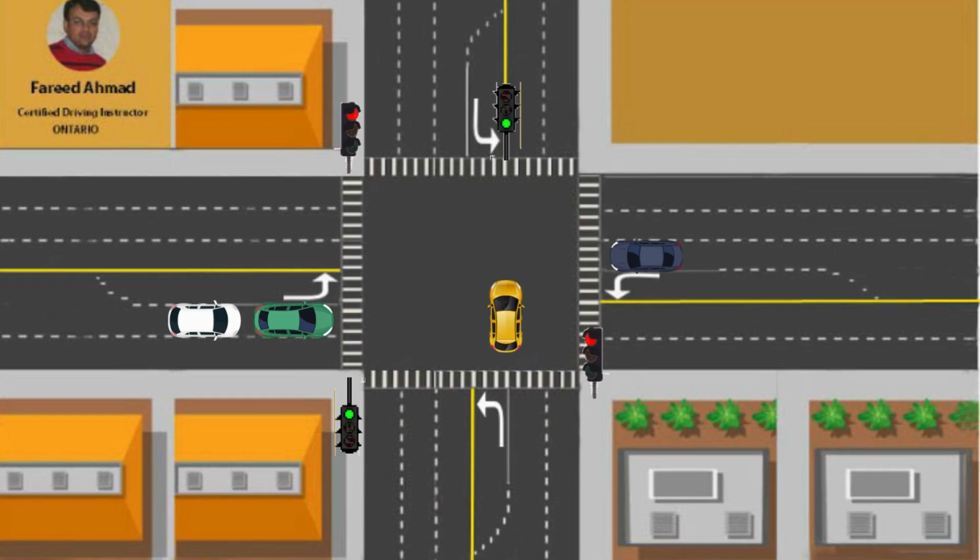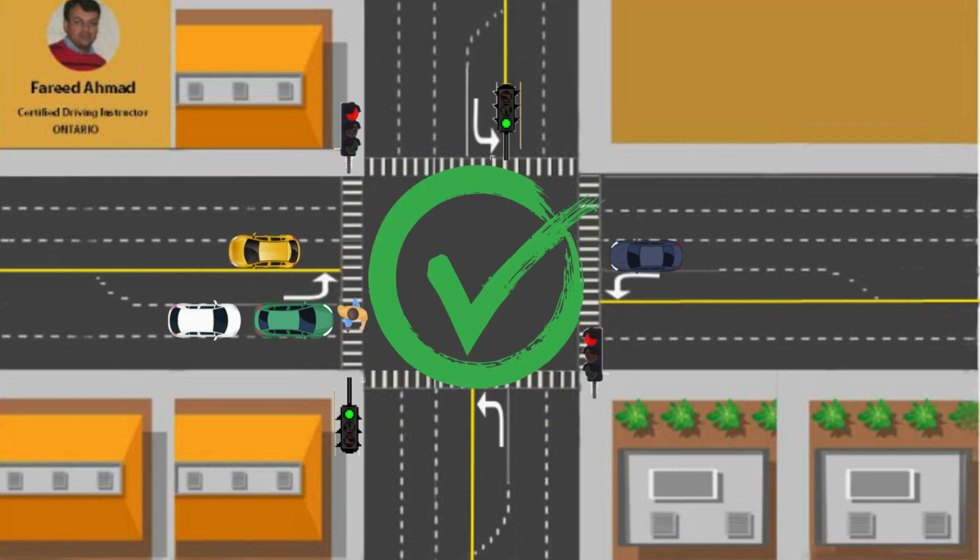So the correct approach is to stay in the middle and let the pedestrian cross your lane, or halfway at least. Now you can complete your turn. Please always turn after the pedestrian crosses your lane. Do not try to go before the pedestrian.